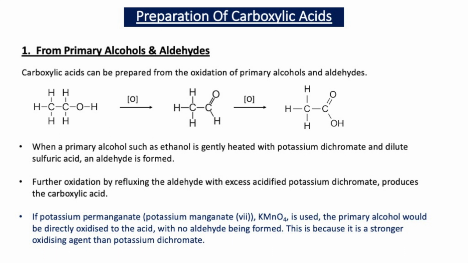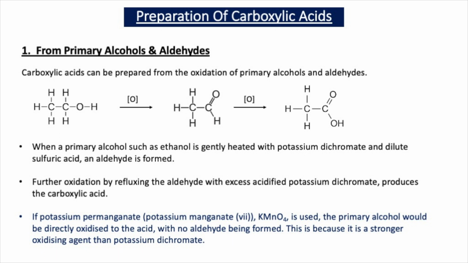Now to oxidize a primary alcohol or an aldehyde, we need an oxidizing agent. An example of an oxidizing agent we could use is acidified potassium dichromate. And this oxidizing agent is acidified with dilute sulfuric acid. If you gently heat a primary alcohol with acidified potassium dichromate, you will get an aldehyde. And if you reflux either the aldehyde or the primary alcohol with excess acidified potassium dichromate, you will get the carboxylic acid.